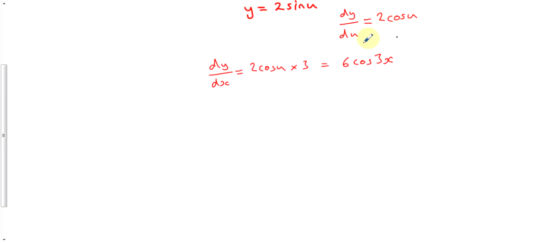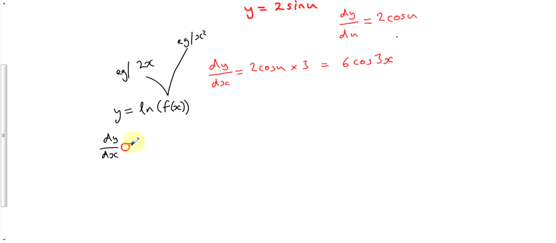You'll notice that I'm going to start with the log function. So if y is equal to the natural log of a function, f of x, so that could be something like 2x, or it might be something a bit more complicated like x squared, then the differential of that function is equal to the derivative of this over the original function. There's the rule for the natural logs.